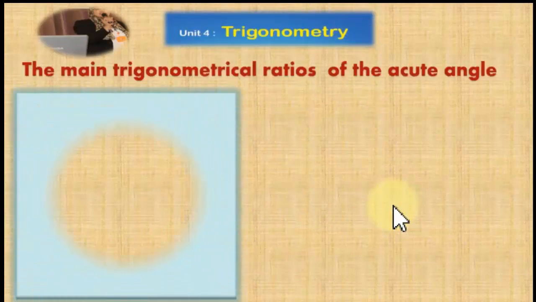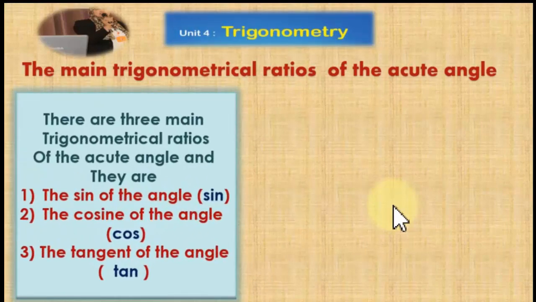Today we are going to talk about the main trigonometrical ratios of the acute angle. There are three main trigonometrical ratios of the acute angle, and they are the sine of the angle, the cosine of the angle, and the tangent of the angle. We can say sine as sin, cosine as cos, tangent as tan.